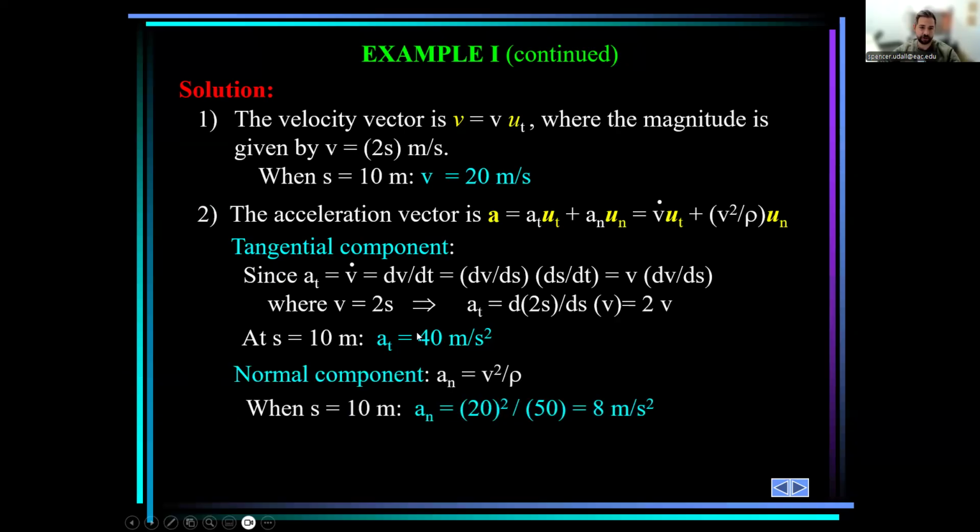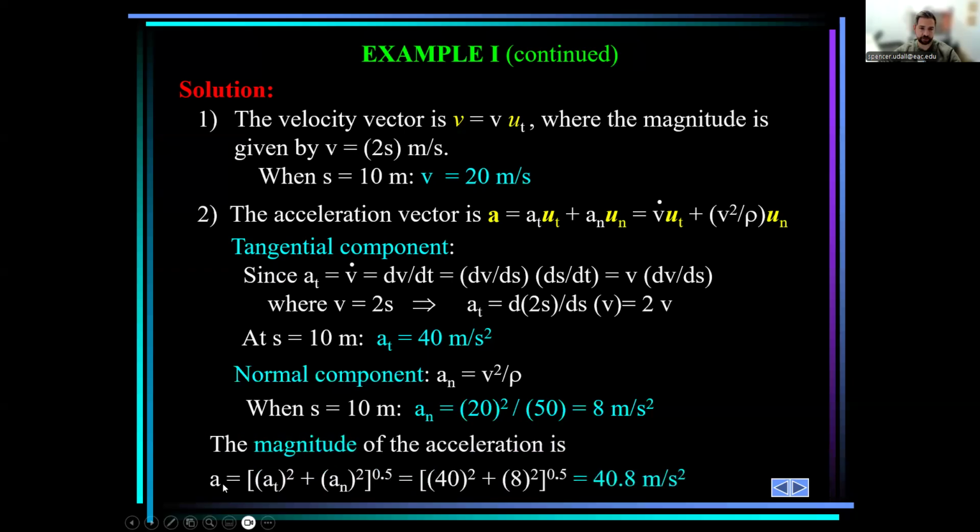The normal component then, we've got the tangential taken care of. Normal is v squared over rho. So at 10 meters, we knew velocity, 20, plug that in, squared, divided by constant radius of rho, and that gets us 8 meters per second squared. And the last thing to do is combine those accelerations to come up with the total magnitude of the acceleration, 40.8. And that's it for that one.